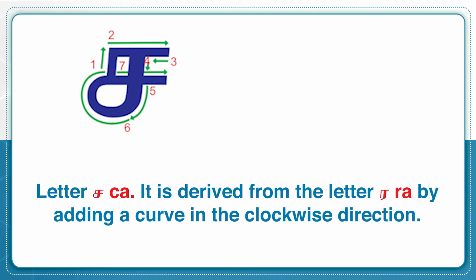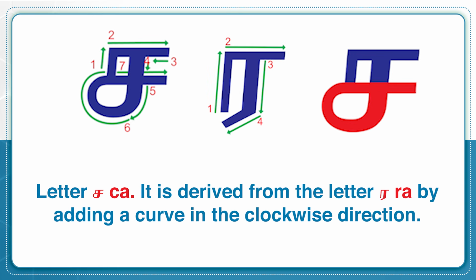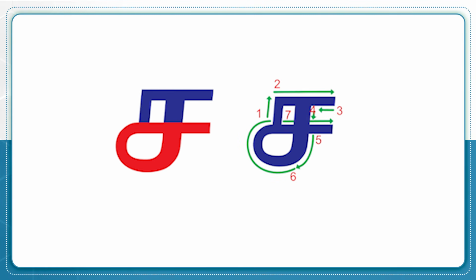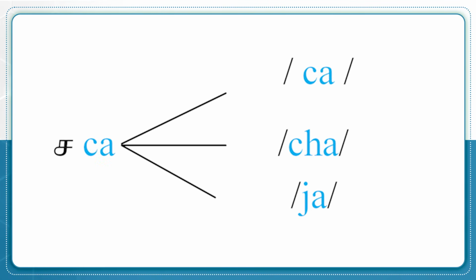Now, let us see the next letter Sa. It is derived from the letter Ra by adding a curve in the clockwise direction. This letter represents 3 different variant sounds depending on the position the letter Sa occurs in a word. Those sounds are sa, cha, ja. Let us see the three variant sounds in detail.